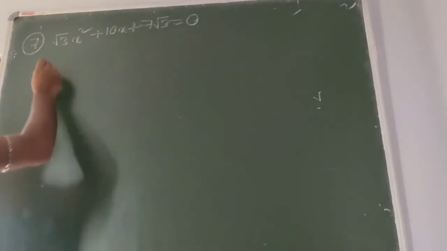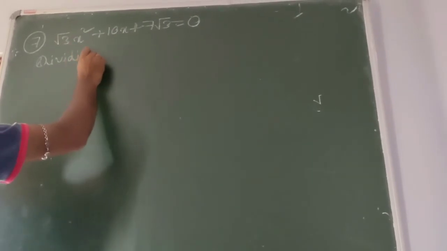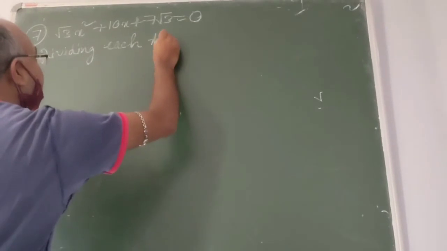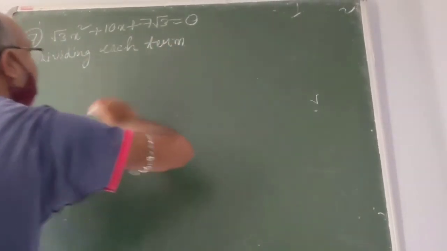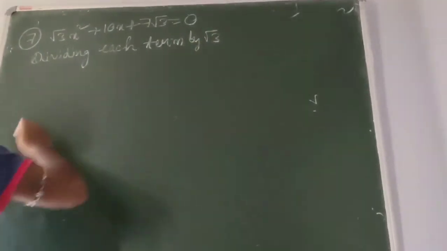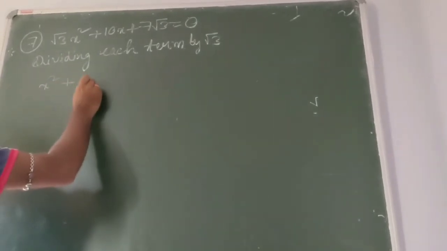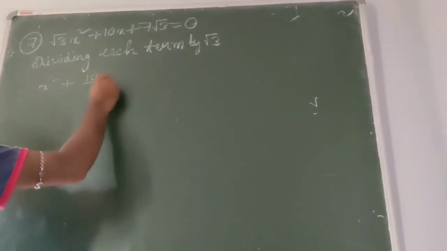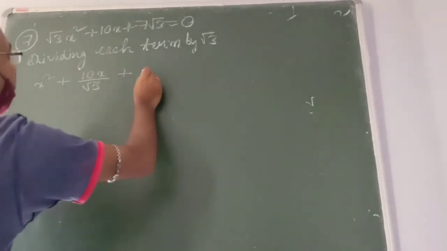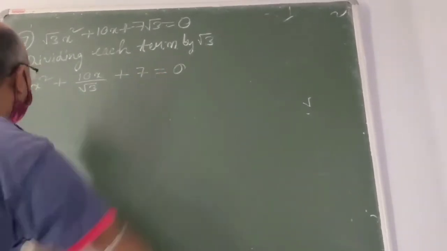So what we will write? Dividing each term by root 3. If you cannot make it a square, always divide each term by root 3. So what will happen? Root 3 by root 3 is cancelled. We get x square plus 10x by root 3 plus 7 root 3 by root 3, which is 7, equal to 0 by root 3, which is 0.